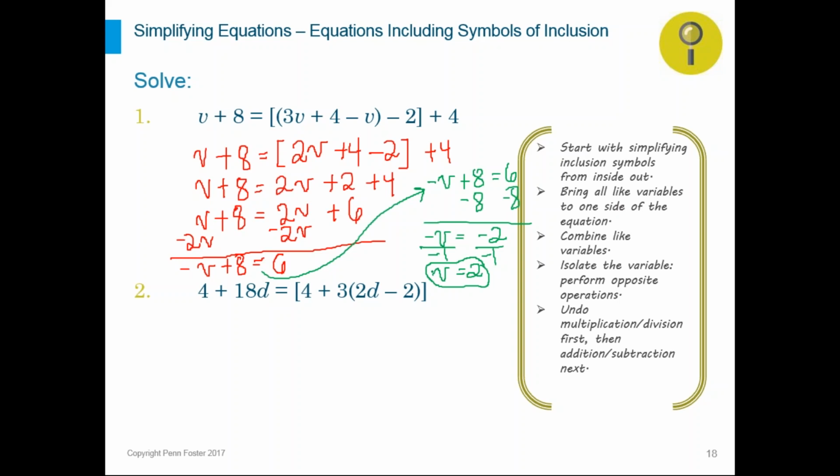Let's do number 2. No matter how complicated the equation may look, we are just going to follow the same rules. So don't get distracted by how many parentheses we have in our equation. We need to focus really on where to start and how we would perform the steps in the right order. So let's start.